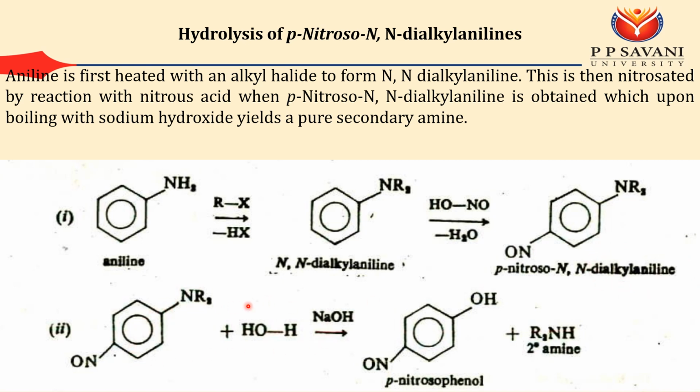Then you have to do hydrolysis. Whenever you are doing hydrolysis, this NR2 is directly attached to this carbon, so from here the bond will break and the OH will attach here. So you will get para-nitrosophenol and your secondary amine as a product. So you will get a pure secondary amine here.